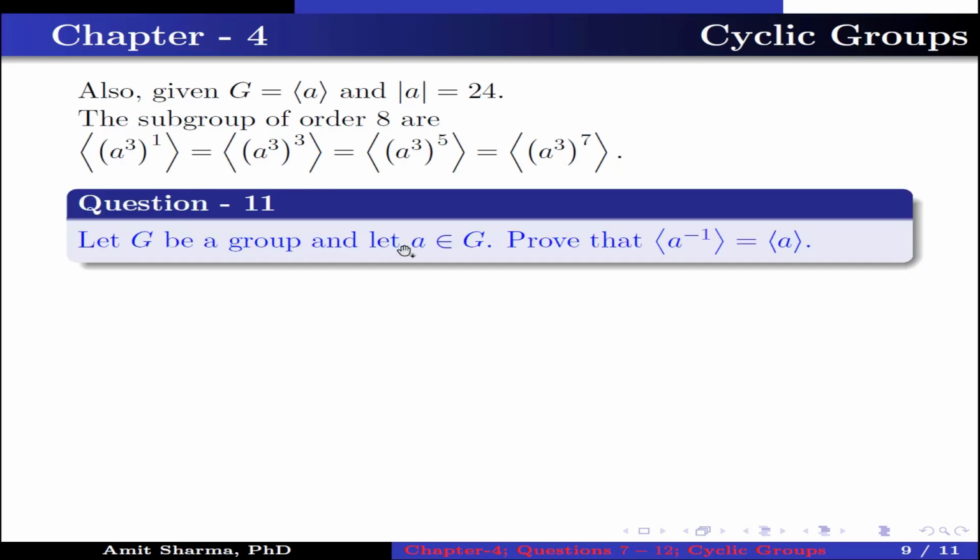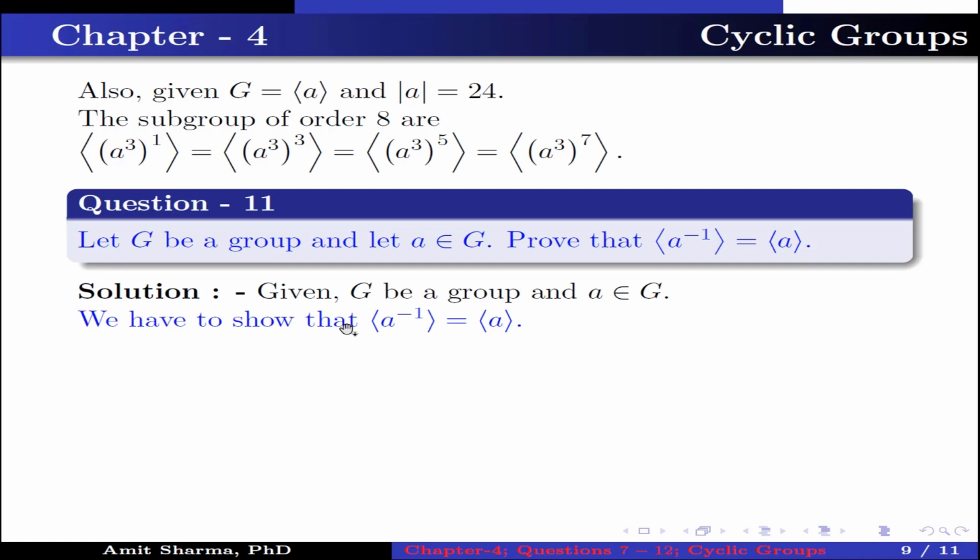Question number 11. Let G be a group and let A belong to G. Prove that the group generated by A inverse is equal to the group generated by A. Given G be a group and A belongs to G, we have to show that the group generated by A inverse is equal to the group generated by A.